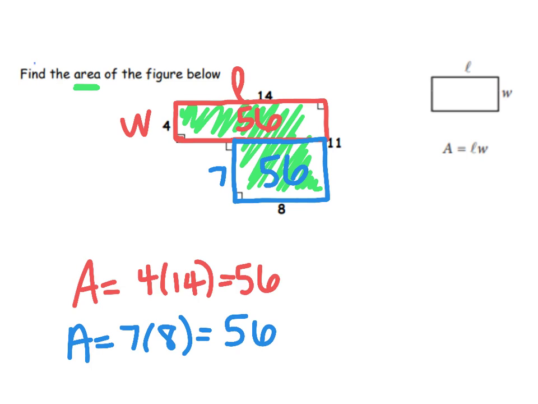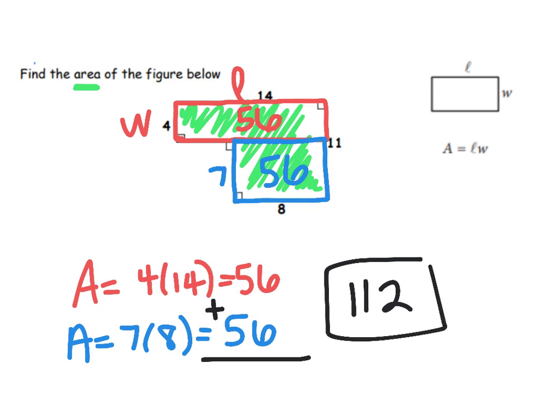So we want the area of the whole thing. If you take the area of 56 and the area of 56 and add them together, that would give you the total area, which is 112 inches, feet, centimeters, whatever, squared. This would be units squared. Whatever the unit is, area is squared.